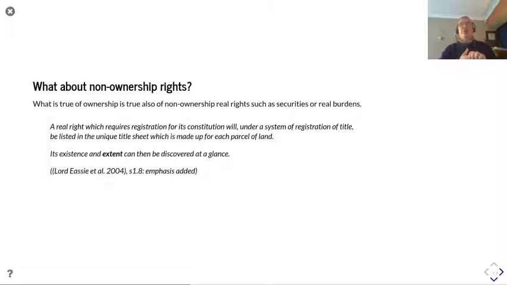So what about non-ownership rights? So what is true of ownership is also true of non-ownership real rights, such as securities or real burdens. So under a Torrens system, a real right which requires registration for its constitution will, under a system of registration of title, be listed in the unique title sheet which is made up for each parcel of land. Its existence and extent can then be discovered at a glance. Right, so essentially it's trying to tell you all of the major food groups that you need to derive title from a register of deeds in one place.